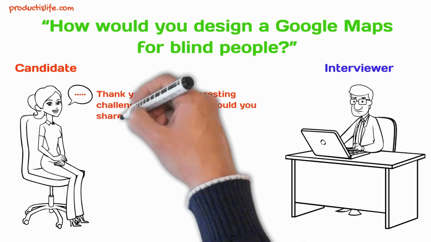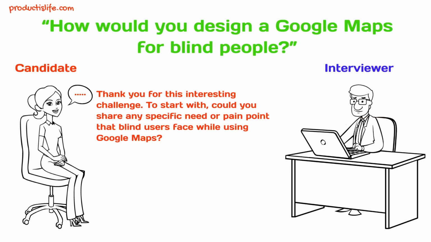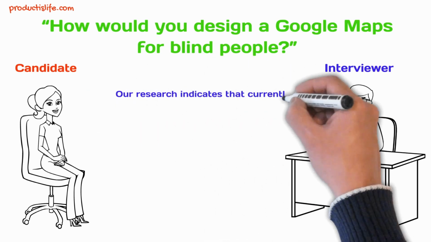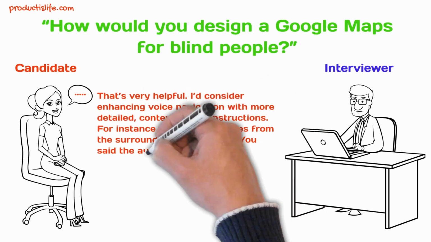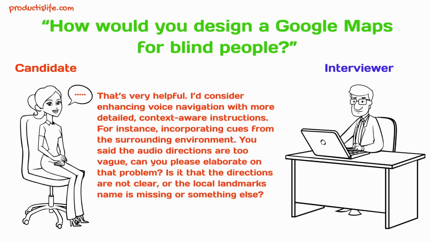Thank you for this interesting challenge. To start with, could you share any specific need or pain point that blind users face while using Google Maps? Our research indicates that currently blind users mainly rely on audio feedback. They often find the current audio directions too vague and lacking contextual details. That's very helpful. I would consider enhancing the voice navigation with more detailed, context-aware instructions. For example, incorporating clues from the surrounding environment.